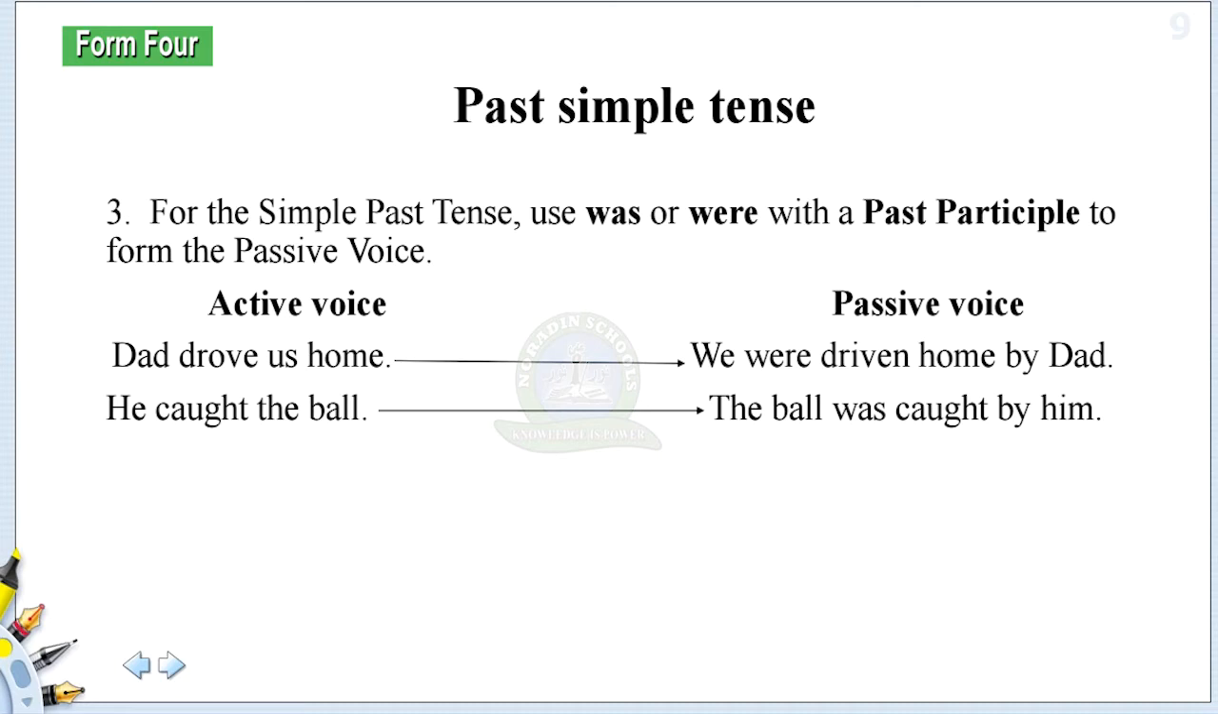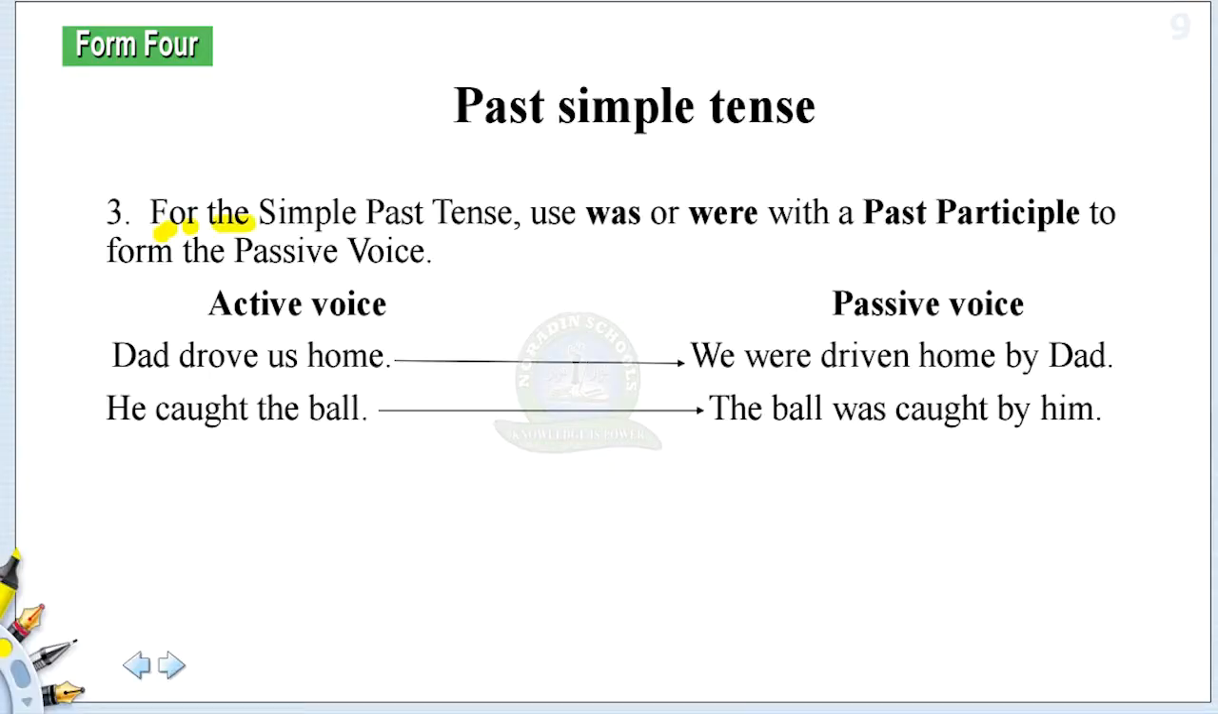Past simple tense in passive voice. When you want to use the passive voice, remember the rules of the simple past tense. For the simple past tense, use the auxiliary verbs was and were, and a past participle.